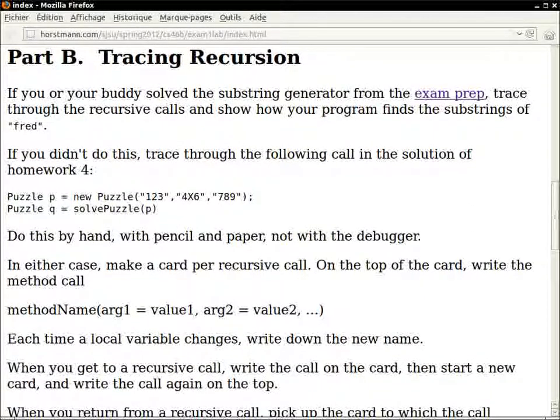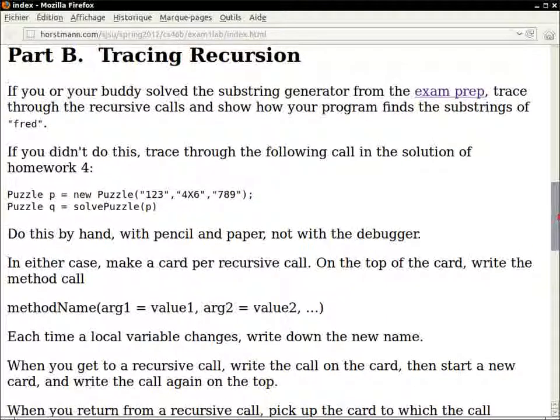Part B. I know it's difficult to trace a recursion, and it's no one's idea of a good time, but it is an essential skill. There were a whole bunch of people who were unable to do the problem on the exam, or maybe who didn't attempt it on the theory that it takes some amount of time. And so I just want to have some more practice with that.